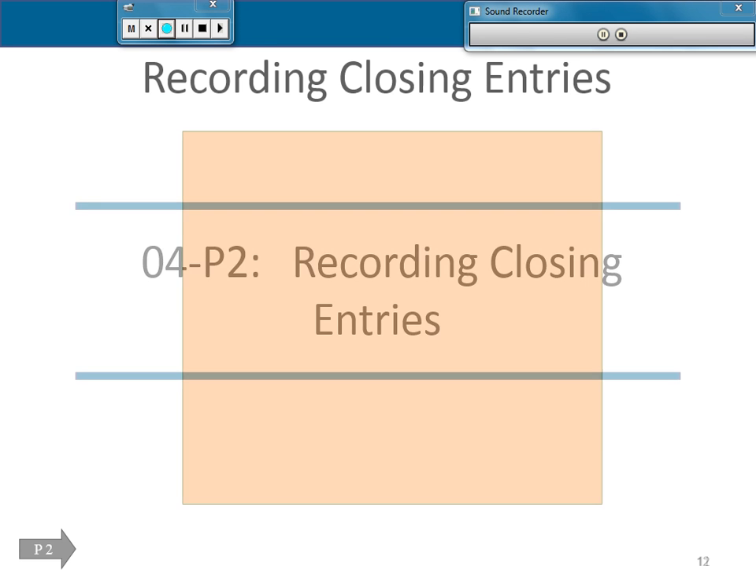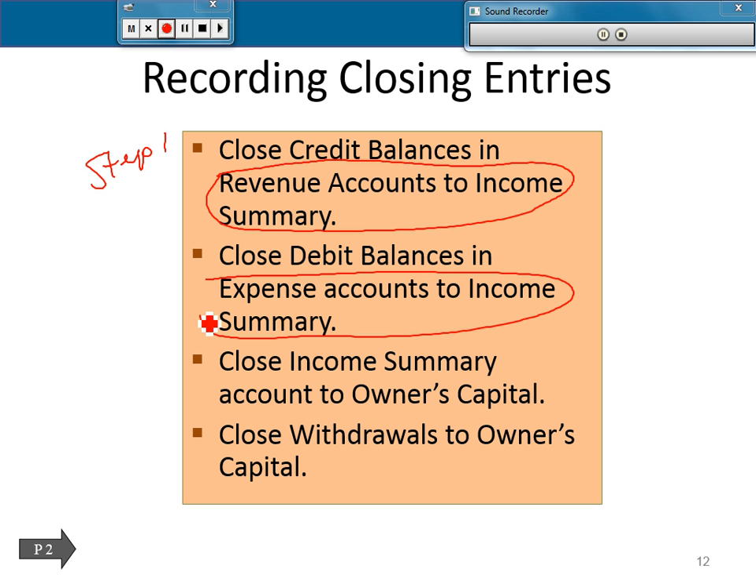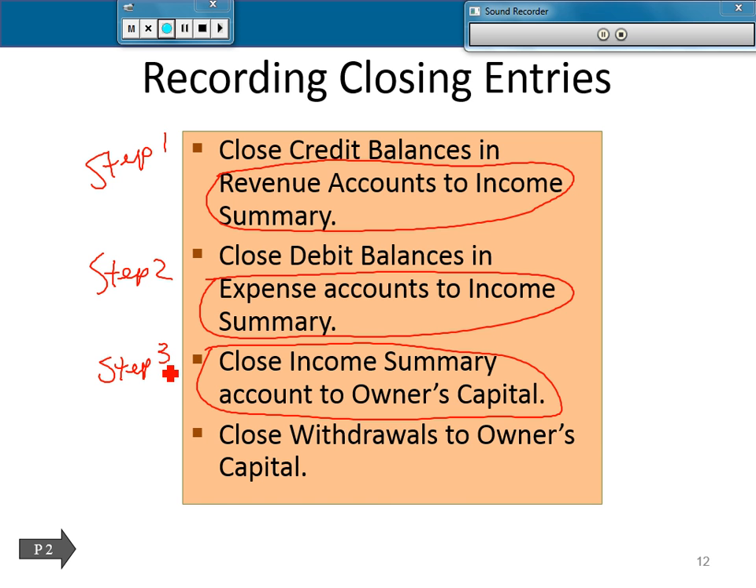Okay, so recording closing entries, you have 4 steps. We close revenue accounts to income summary, we close expense accounts to income summary, then we close income summary to capital, and then we close withdrawals to capital. This is the part that is important. This is step 1. Step 2. Step 3.